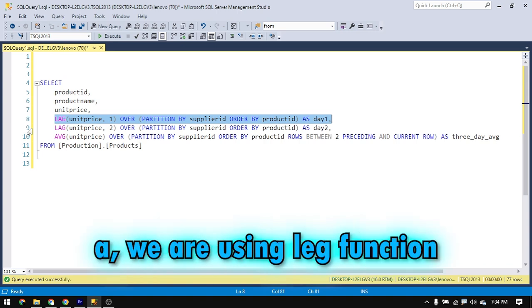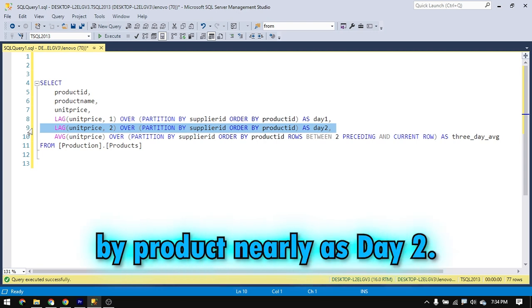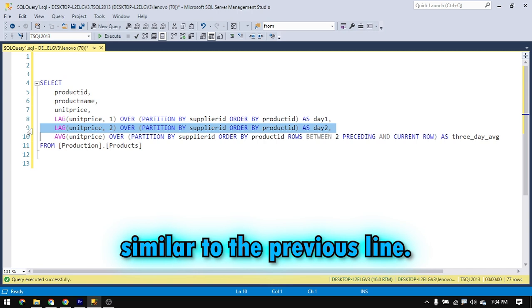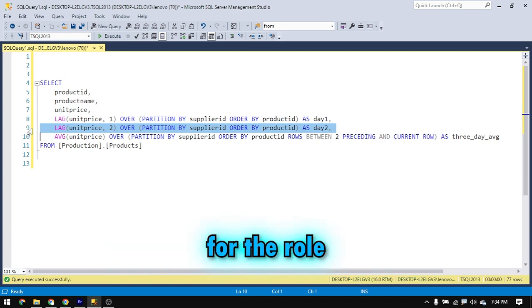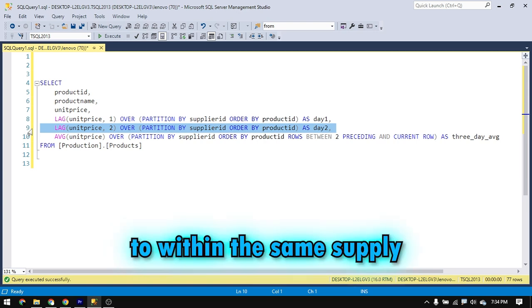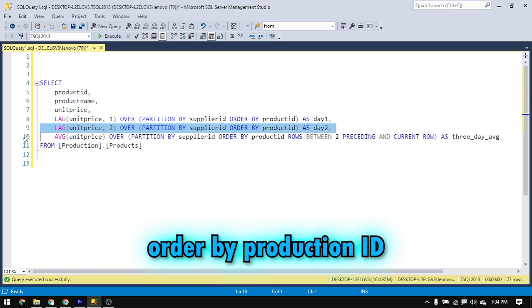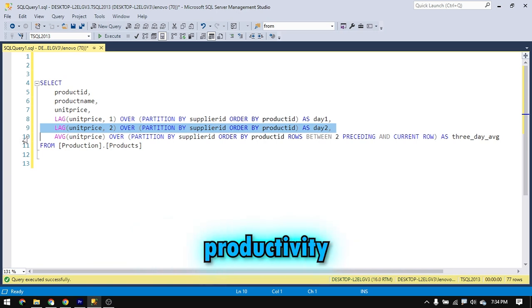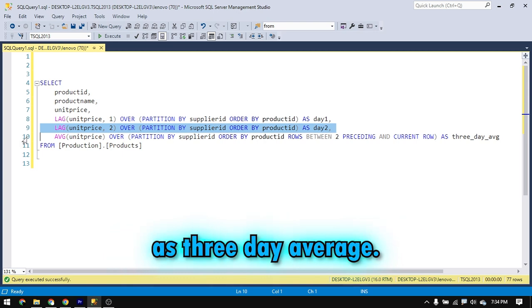Then we are using the LAG function, LAG(UnitPrice, 2) OVER (PARTITION BY SupplierID ORDER BY ProductID) AS Day2. Similar to the previous line, this calculates the unit price for the row that is two positions back, Day2, within the same supplier. And then AVG(UnitPrice) OVER (PARTITION BY SupplierID ORDER BY ProductID ROWS BETWEEN 2 PRECEDING AND CURRENT ROW) AS 3DayAverage.